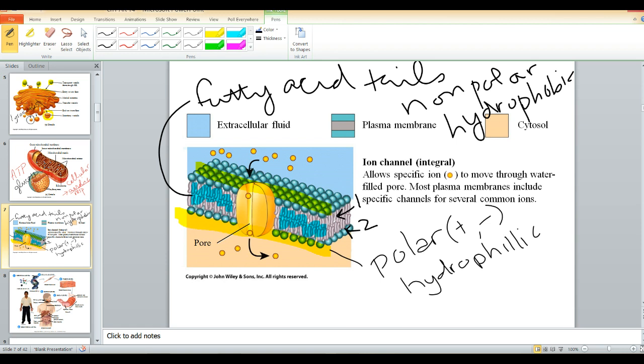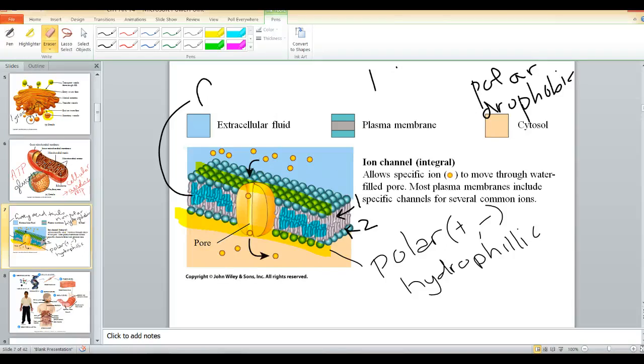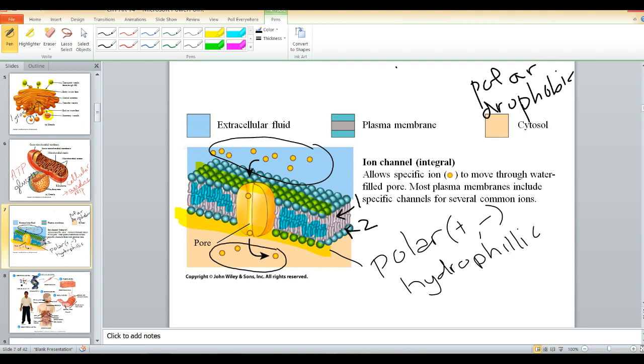Okay. But the problem is that on the outside we have all these ions. And what these ions carry are charges. So ions are basically just atoms with charges. So here are atoms on the outside of the cell, and then here are some atoms on the inside of the cell, or ions. Now anything with charges is not going to be able to move through this membrane.